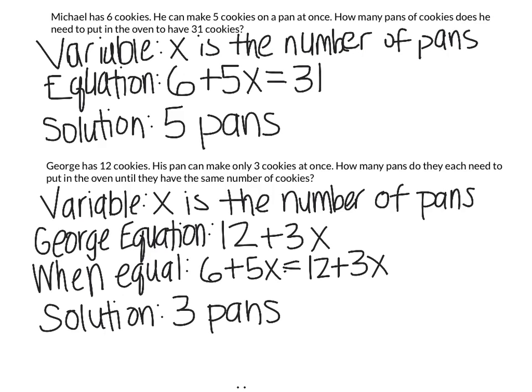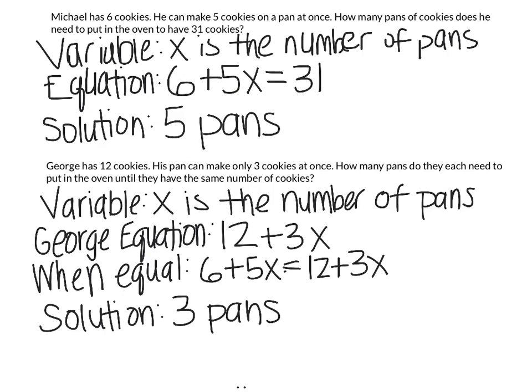The equation to represent Michael's cookies is 6 plus 5x equals 31. You maybe put 6 plus 5 times x equals 31. That's fine too. I took it out because later when we get down here, I think it's easier to solve when we don't have the times in there. In the end, your solution should be 5 pans. Takes 5 pans until he has 31 cookies.